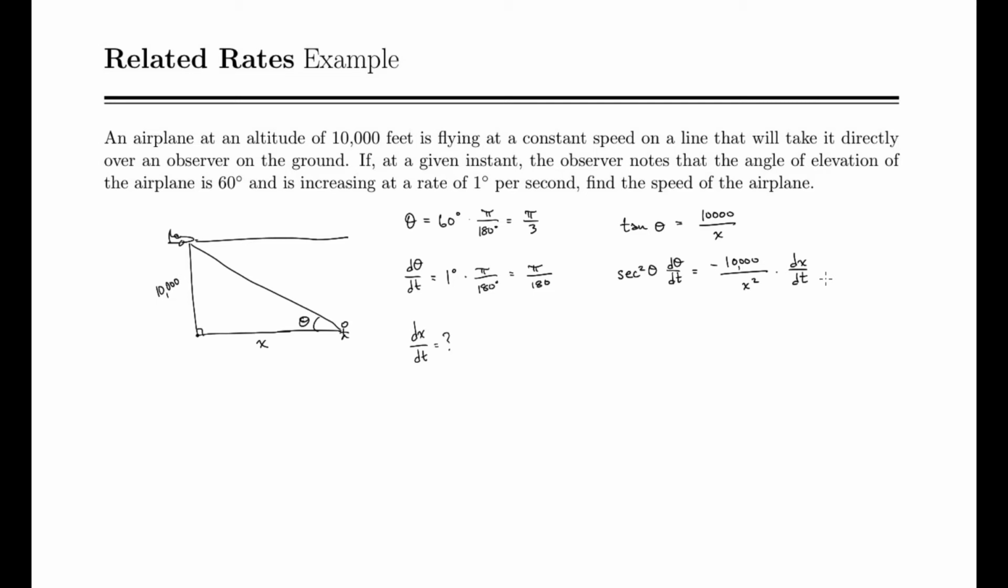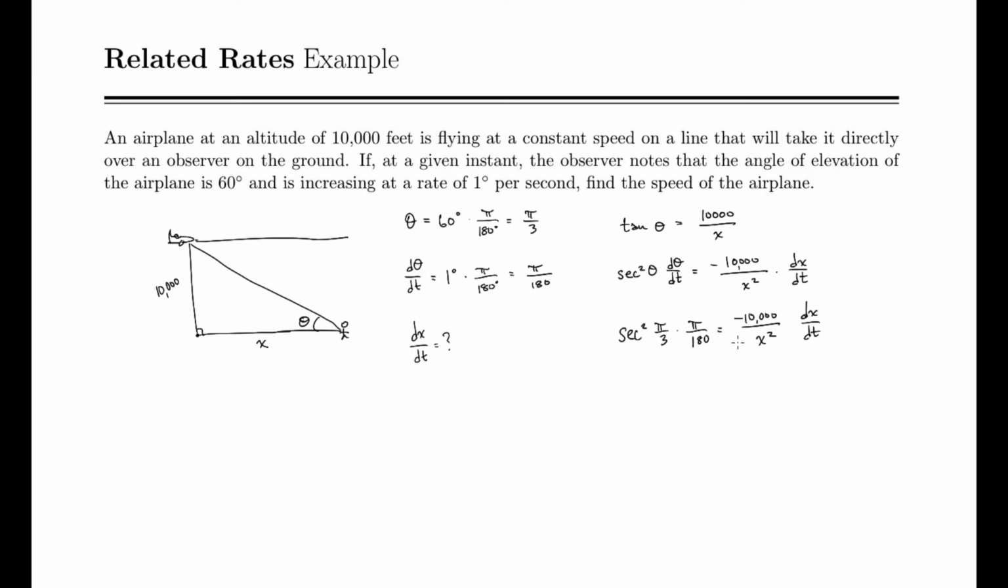Well, we can plug in what we know. We know theta, so we have a secant squared of pi over 3. We know d theta dt is pi over 180. Negative 10,000. We don't quite know x yet, but we can find it. And then dx dt, of course, is the thing we're looking for. So let's talk about finding x.